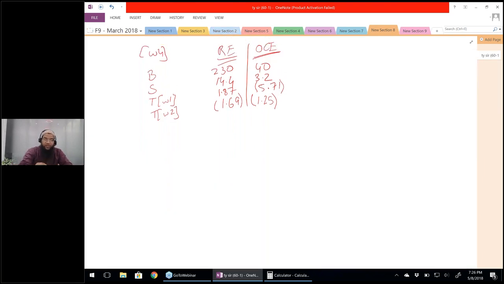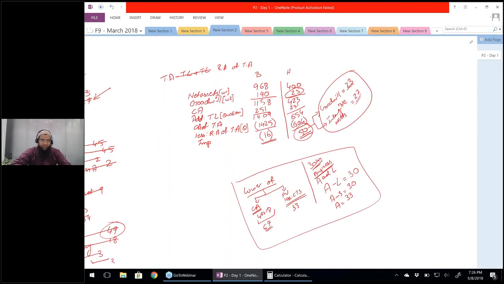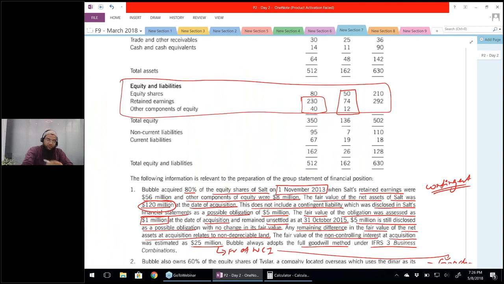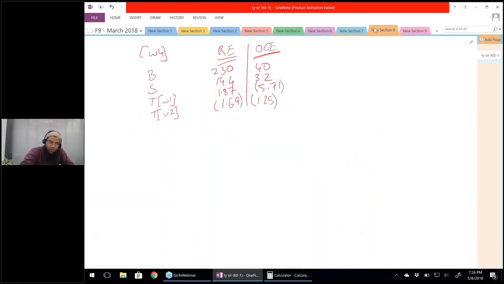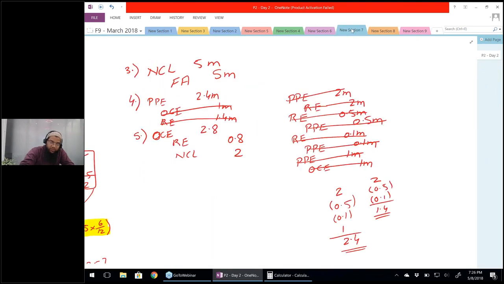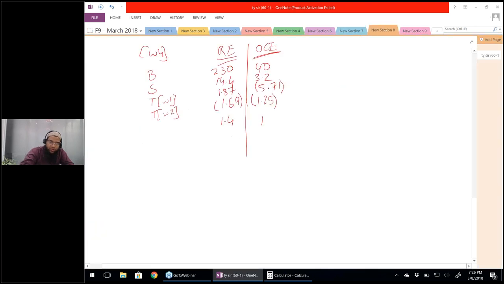Now let's incorporate the adjustments that we have written in the double entries. We are going to credit the OCE by 1 and retained earnings by 1.4, so positive 1.4, positive 1. And then debit by 2.8, credit by 0.8. So credit 0.8, debit 2.8 will give us the values relating to retained earnings and the OCE.